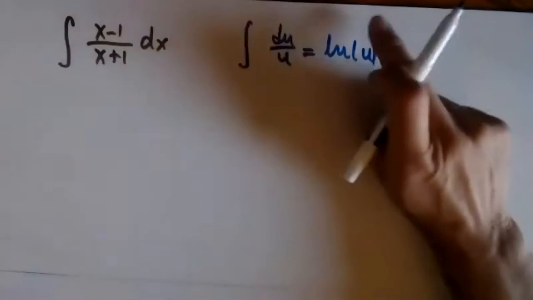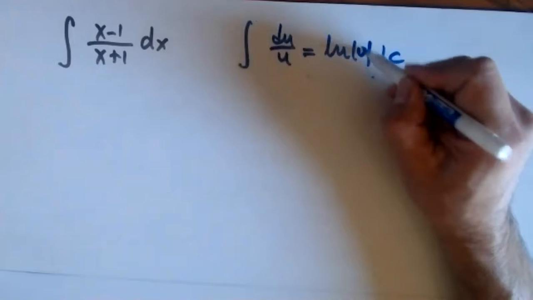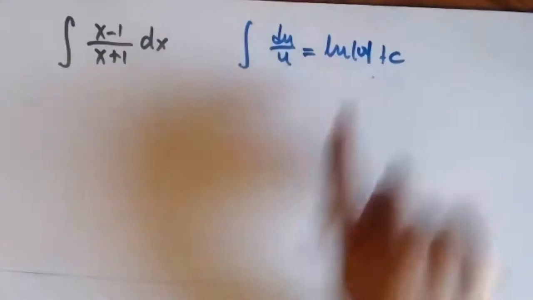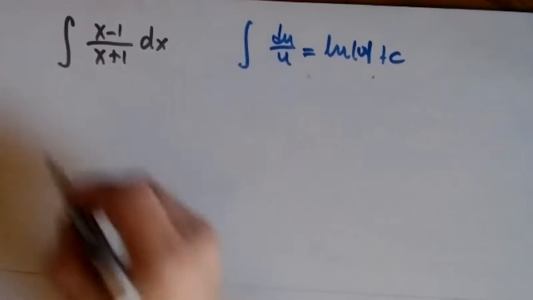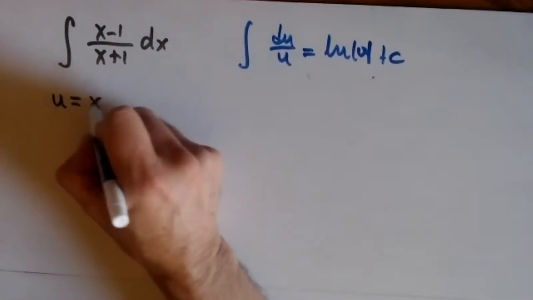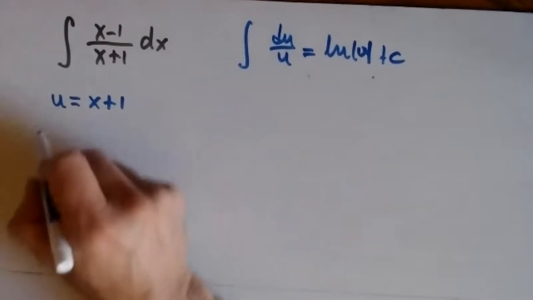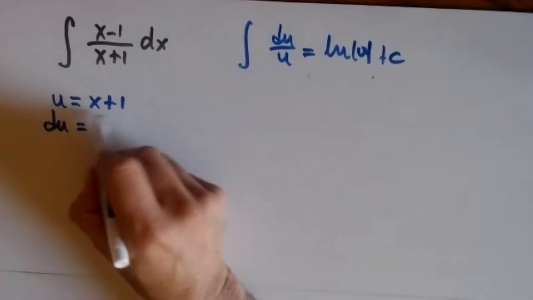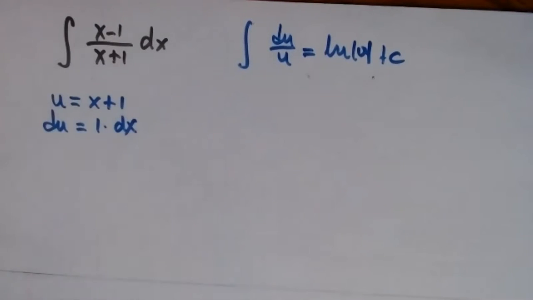Correct? This is the only formula that seems to match because it's a fraction, correct? Now, it's not a big deal selecting x plus 1 as the u, and the du is the derivative of this, 1 times dx. Okay, no problem. I have here a 1, but I also have an x. That makes me a little bit unhappy because I cannot eliminate that x. I cannot split it. But I have to remember my algebra.